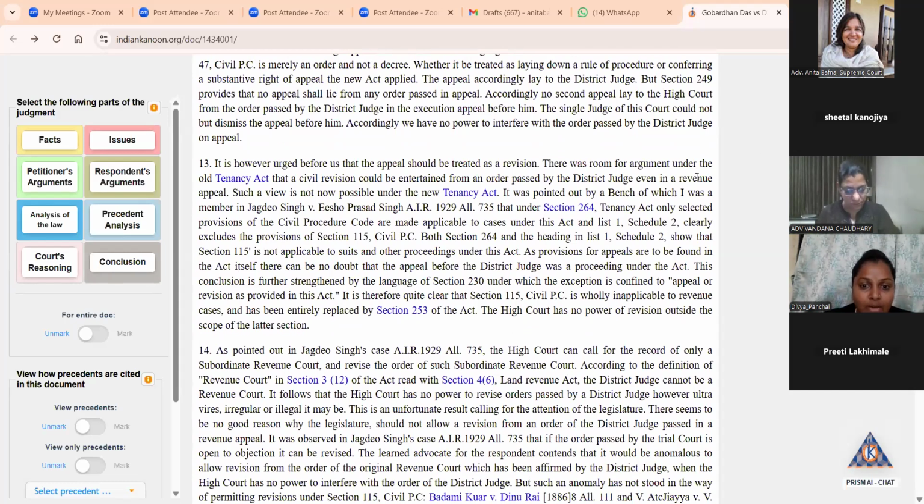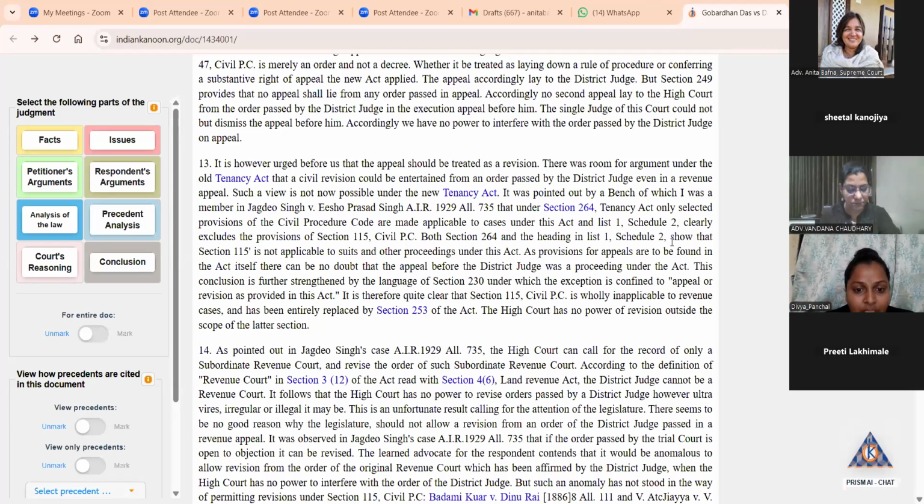It follows that the High Court has no power to revise orders passed by a district judge, however ultra vires, irregular, or illegal it may be. This is an unfortunate result calling for the attention of the legislature. There seems to be no good reason why the legislature should not allow a revision from an order of the district judge passed in a revenue appeal.